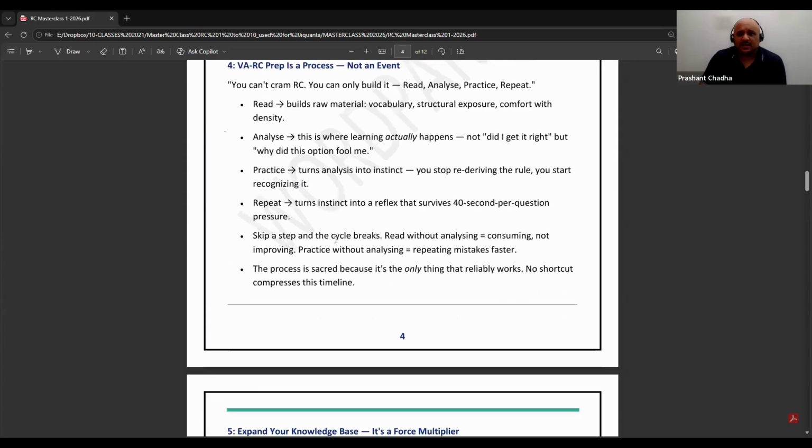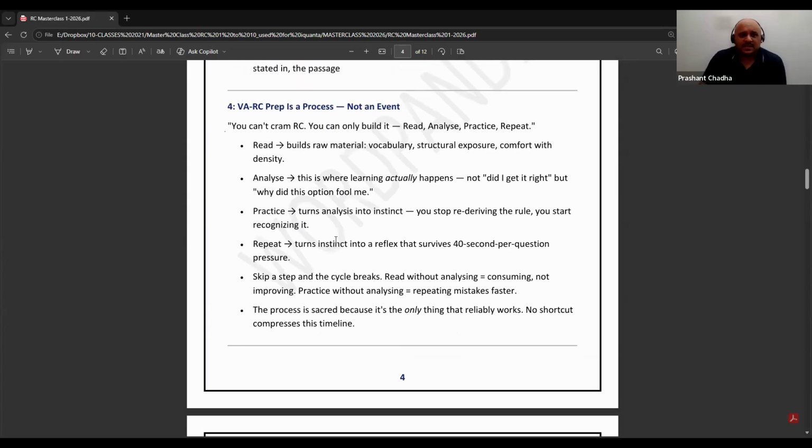Right. Next thing, guys, this is my basic mantra of VARC prep: VARC prep is a process. It is not a one-time thing. It is not an event. You read, you analyze, you practice, you repeat. You read for vocabulary, structural exposure, comfort with density. That's the raw material. You analyze, which is where all the learning happens. Then you practice. You turn analysis into practice. You solve RCs, you solve questions, and you keep repeating this cycle. There is nothing outside of this.